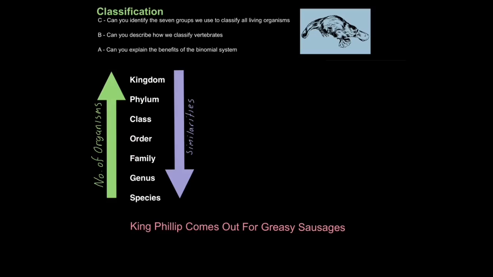So there's 7 general groups that biologists lump organisms into, starting with kingdom at the top, followed by phylum, followed by class, order, family, genus, and species. You will need to remember this, so normally people develop a sort of mnemonic, a word rhyme for it. Here's one for you, if you can't think of your own. King Philip comes out for greasy sausages.